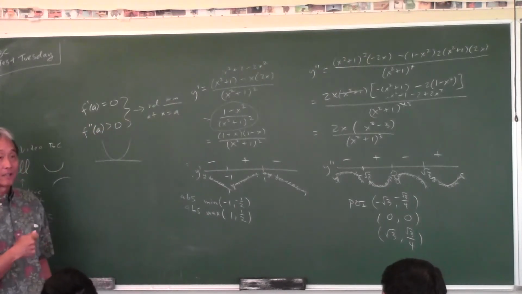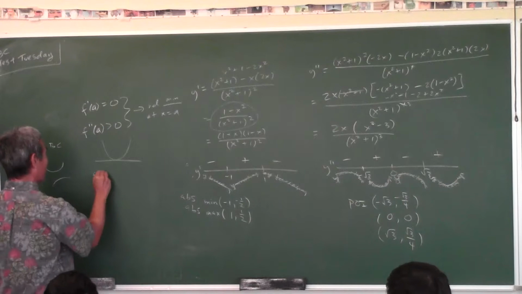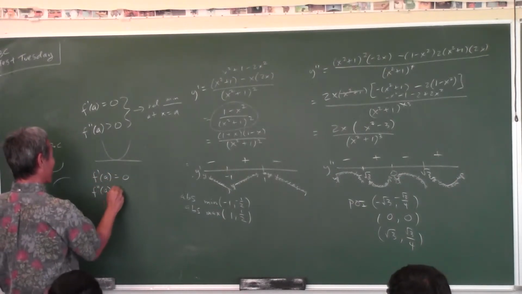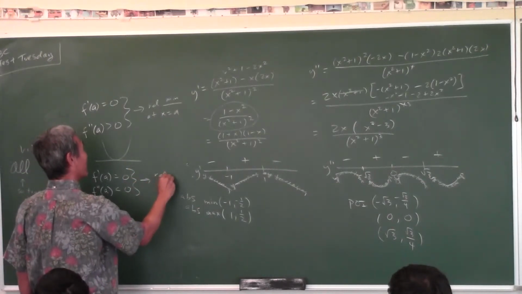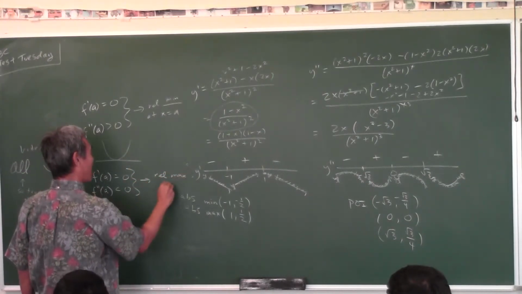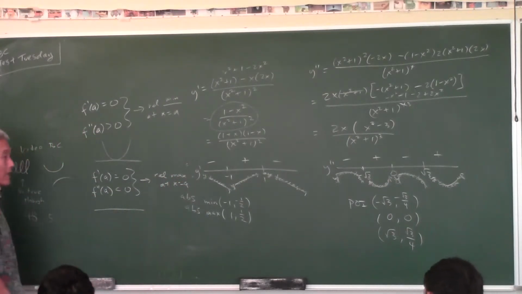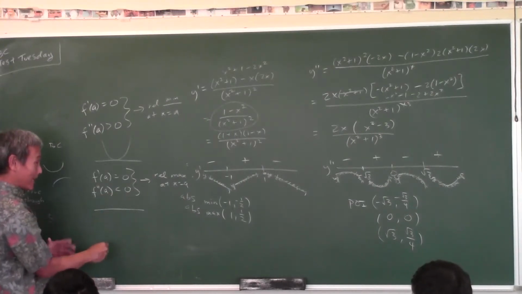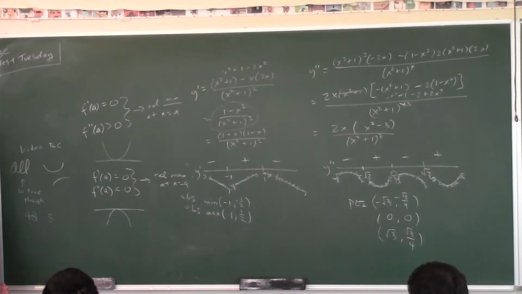This is called the second derivative test because you have to compute the second derivative. If the first derivative at A is 0 and the second derivative at A is negative, you can probably guess there's going to be a relative maximum at x equal A. Why? Because if the slope of the tangent line is 0 and the second derivative is negative, which means f is concave down, then that's the maximum point. This is called the second derivative test.